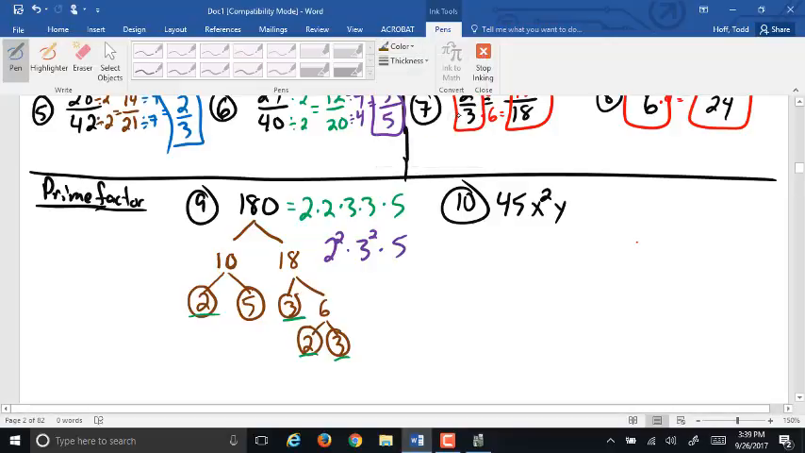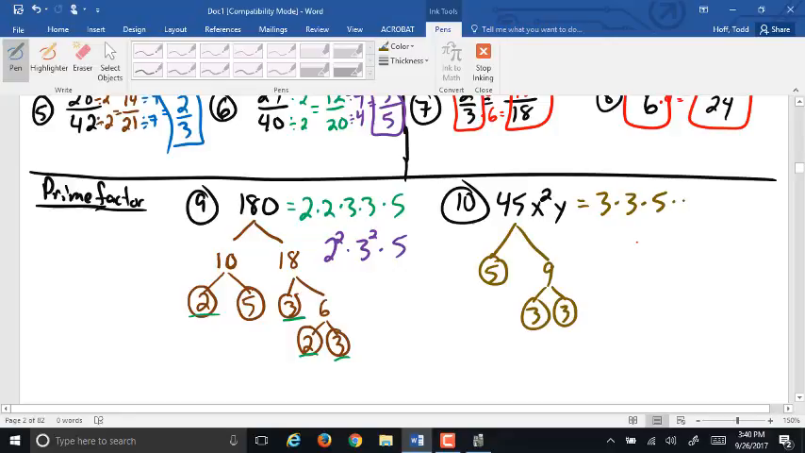45x squared y, prime factor. We're going to ignore the variables. What's one number that goes into 45? 5. What would be left? 45 divided by 5 is 9. 5 is prime. 9 splits into 3 times 3. So the prime factoring of 45 is 3 times 3 times 5.